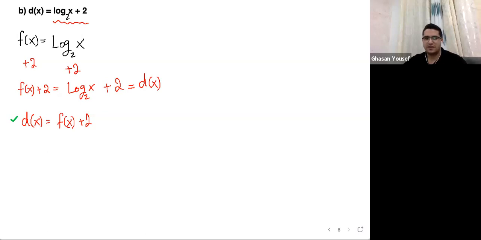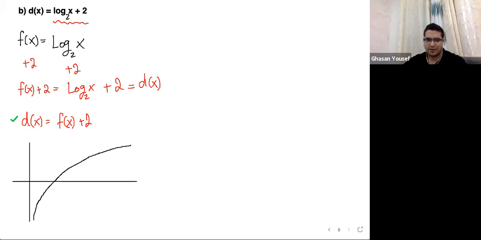Correct. So actually, I have to graph the original function. The original function is the logarithm function. Also, the logarithm function always passes through the point 1 comma 0, but the exponential function always passes through the point 0 comma 1. Don't forget this point. This function is f of x equal logarithm x to the base 2.